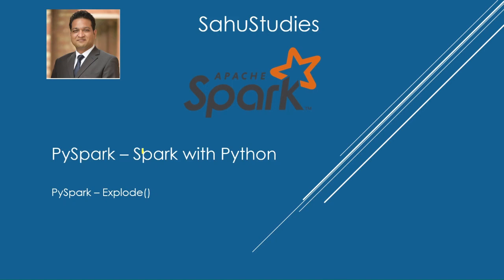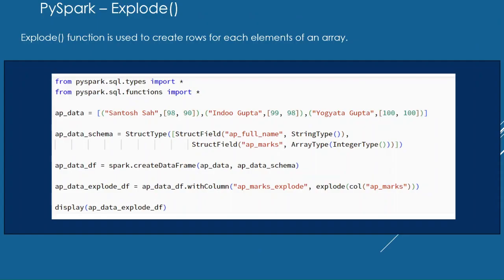In this video, we are going to see how to use the explode function in PySpark. The explode function is used to create a row for each element of an array. What does it mean? It means that whenever we explode a column which has array elements, it will create one row for each element present in the array. We are going to see this in this exercise.